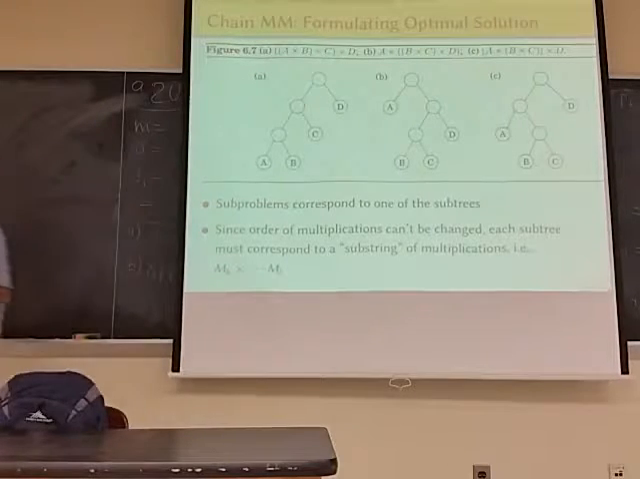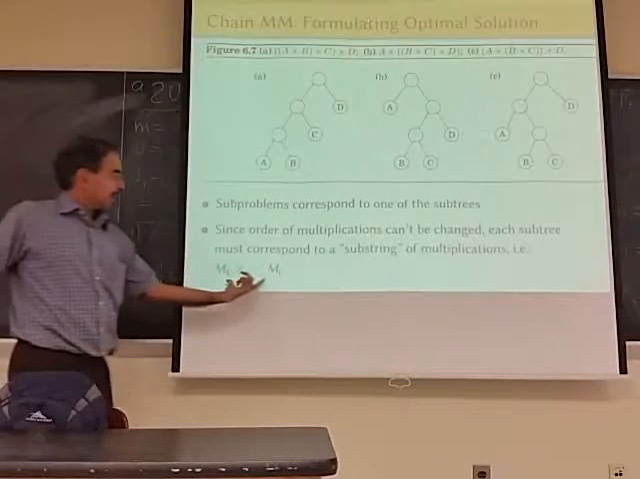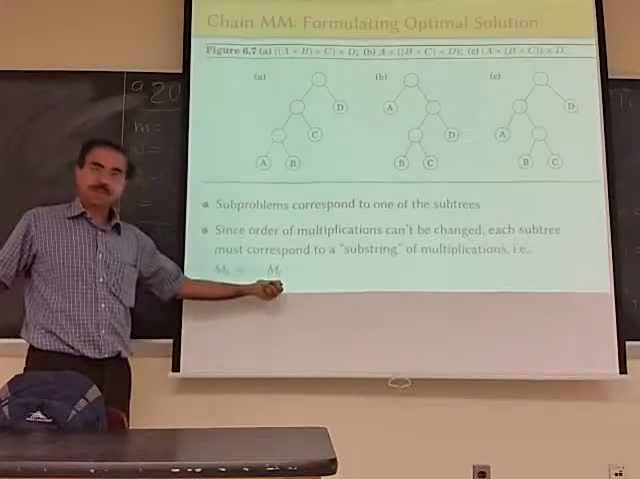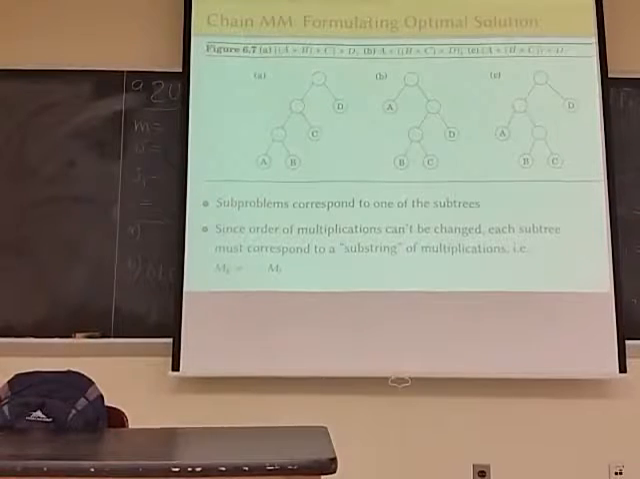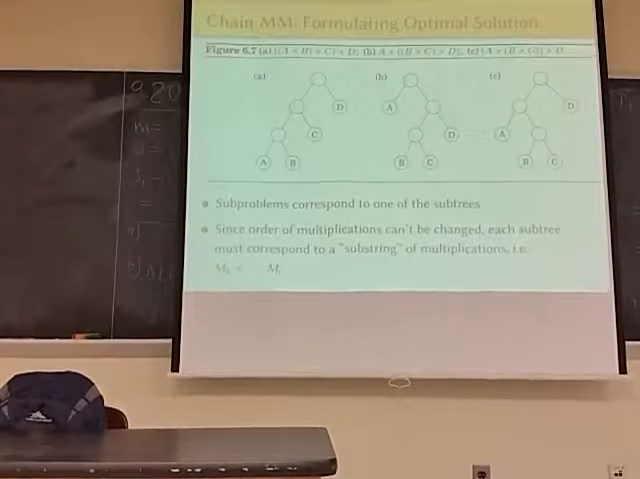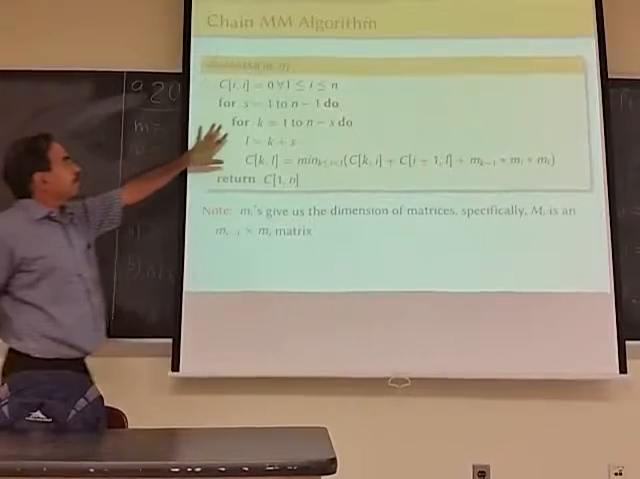So that's why your cost function C is going to be a two-dimensional array. For each possible K and each possible L, you have to keep track of the optimal way of doing the product, and so essentially it becomes a two-dimensional array. So now we can give the algorithm.